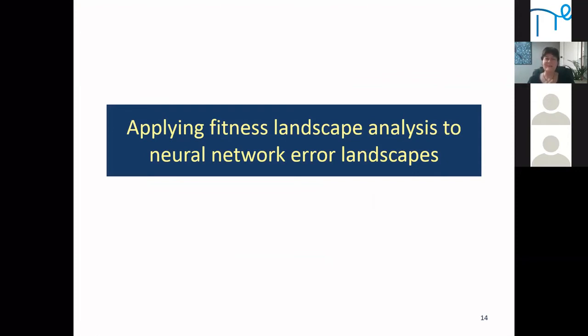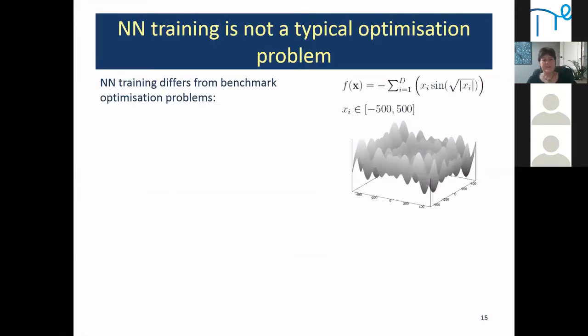So now the focus is on saying, okay, how do we use these approaches with neural networks? So firstly, neural network training is not a typical optimization problem. When we're dealing with optimization problems, we have these nice benchmarks, and an example is illustrated here, which is called Schwefel 2.26. It's just a benchmark function that we use for testing our evolutionary algorithms. It's plotted here in two dimensions, but it can be scaled to any dimension. So it's a nice scalable function.